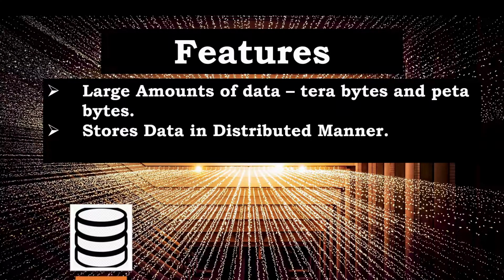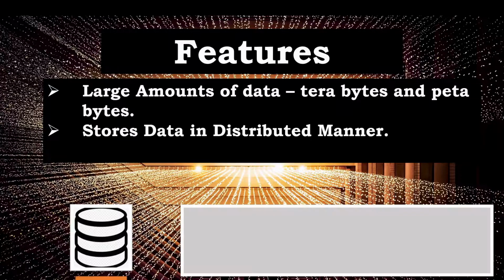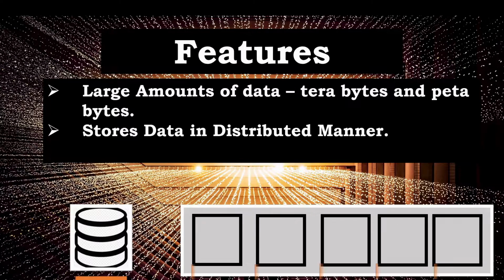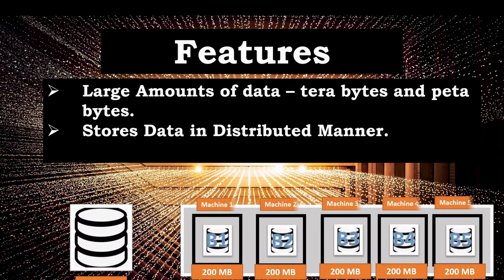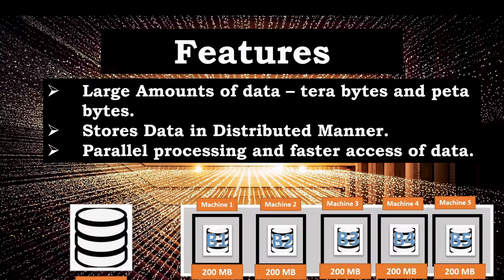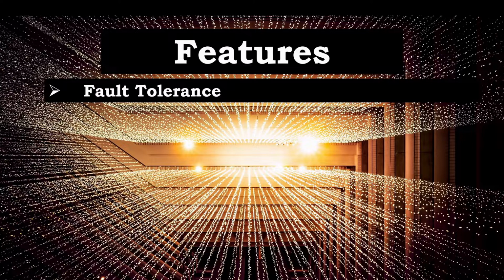For example, if we have 1 GB of data, instead of storing it into one machine, we split it into 5 parts of 200 MB each and store it in 5 machines. Each part of data is called a block in HDFS. So we split this 1 GB data into 5 blocks B1, B2, B3, B4, B5 of 200 MB each and store it in 5 machines. By doing this, we get the opportunity for parallel processing and faster access to the data. And it is fault tolerant.